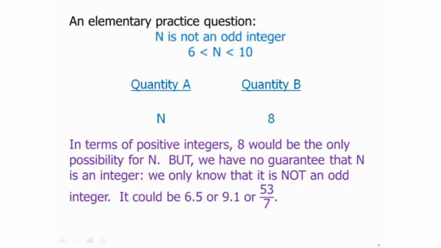So it could be something like 6.5 or 9.1, or our old friend 53 over 7, the fraction that appeared a couple problems ago. All of these are possible. All of those are numbers. They're genuine, bona fide numbers on the number line. They are not odd integers. And so if n is not an odd integer, it could be any of those numbers. And some of them are bigger than 8, some of them are smaller than 8. So we have no way to determine whether n is bigger or smaller than 8. So because we have no way to determine, the answer is D.